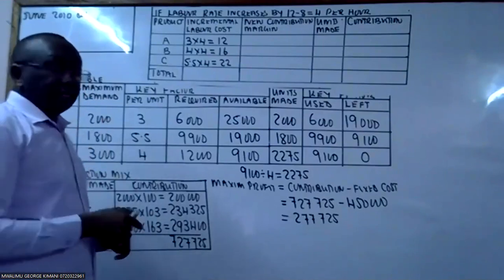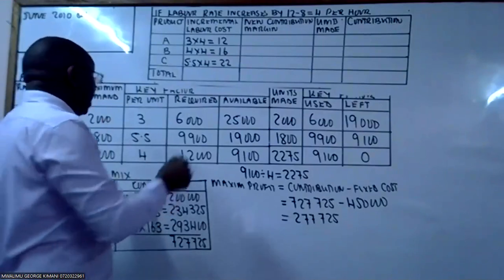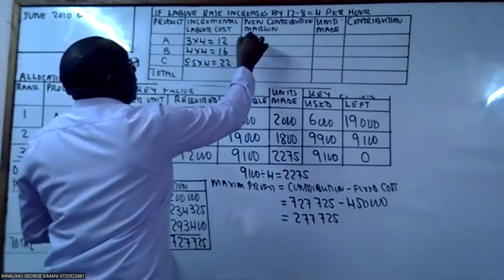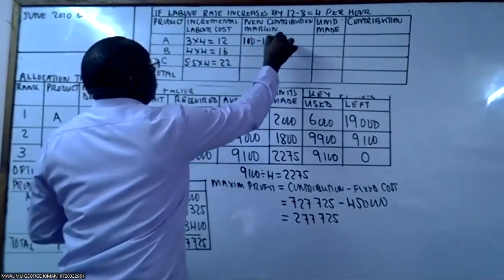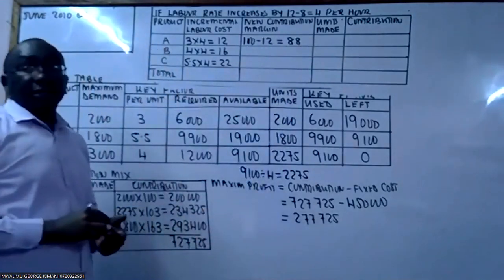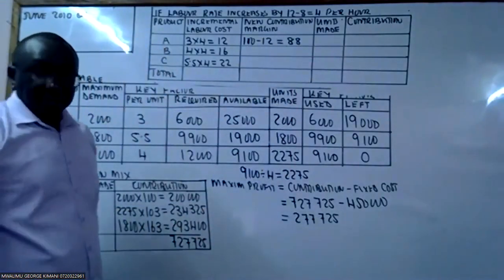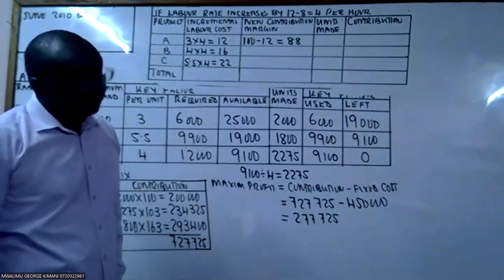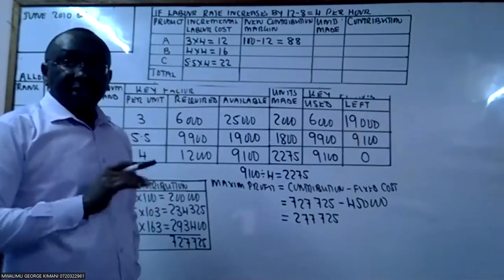Before the cost increase, A had 100. Now, cost imeongezeka na 12. So it is starting at 88. What are the problems of business people I told you the other day? So profit inarudi chini.